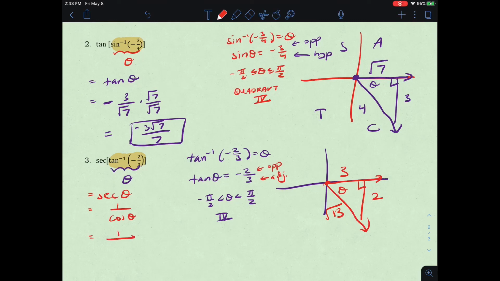Now, the first thing I'm going to do is figure out, is my answer going to be positive or negative? Because I'm in quadrant 4, I know cosine is positive there, so my answer is going to be positive. And then from there, I can find cosine of theta by taking adjacent over hypotenuse. That will give me 3 over square root of 13. And if I simplify this, I'll get square root of 13 over 3.